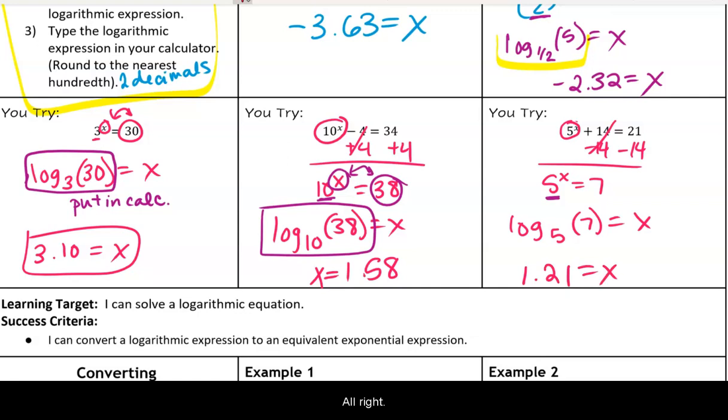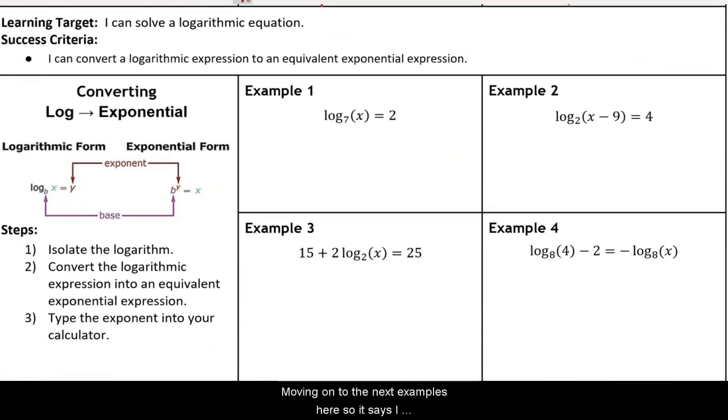All right, good job if you got those correct. Pat yourself on the back. Moving on to the next example here. So it says, I can solve a logarithmic equation. You'll be able to know you can do that by being able to convert a log expression to an exponential expression. So this is again another example of how to do that.